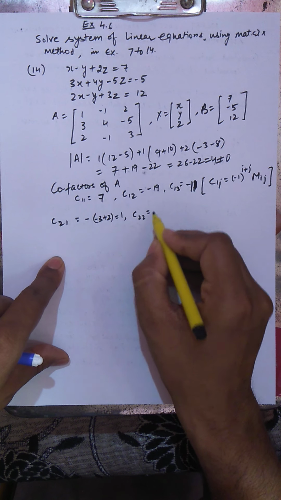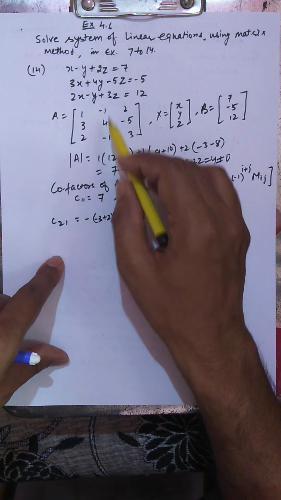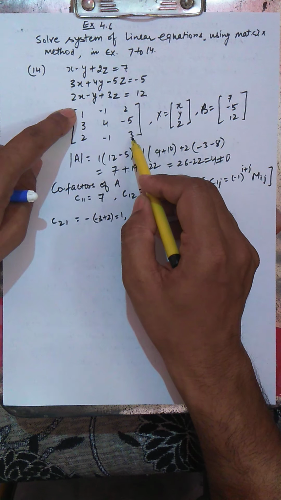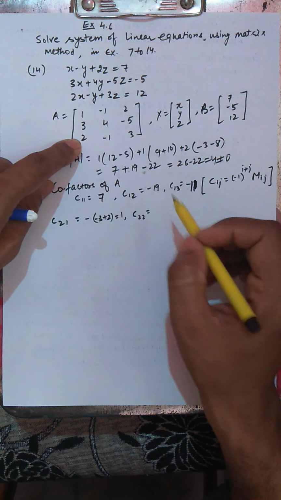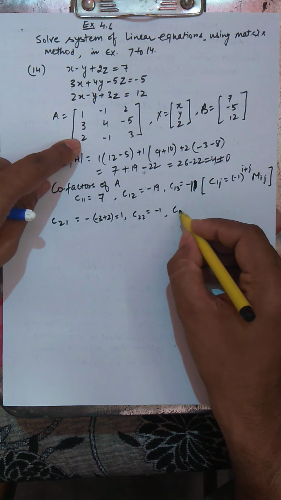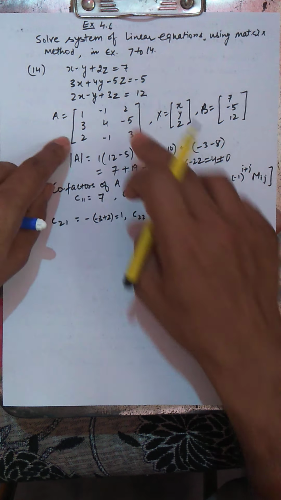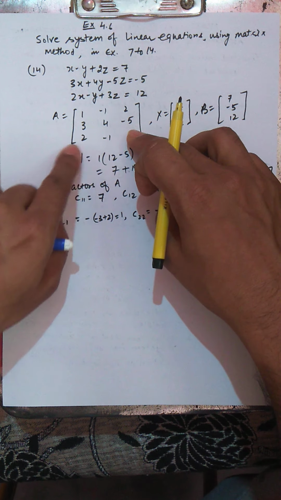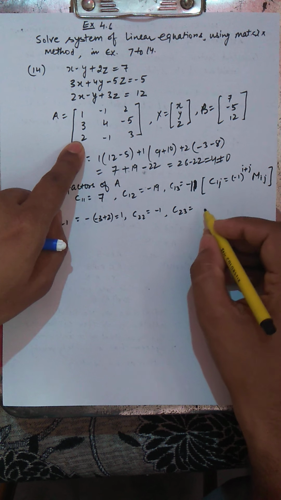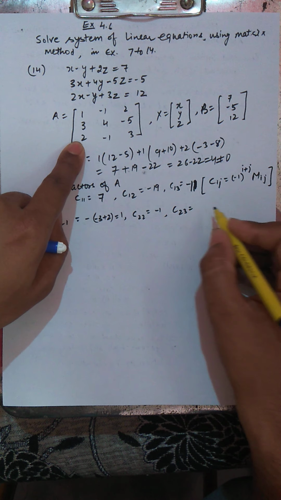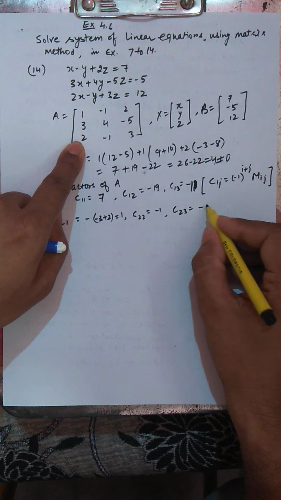C22 is your plus position, so for C22 you hide this, so this becomes 3 and this 4. So 3 minus 4 is minus 1. C23 will be like this, 1 into minus 1 and plus 2. Minus 1 plus 2 is plus 1, but here is minus, so minus 1.